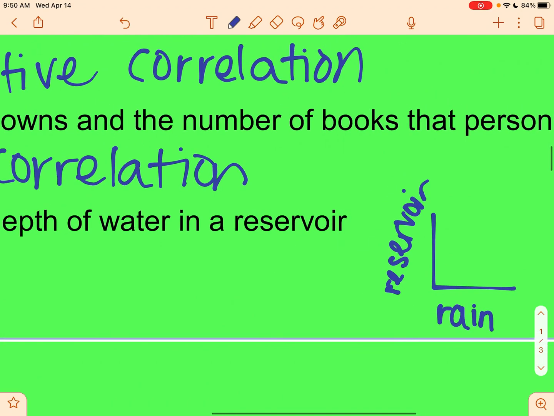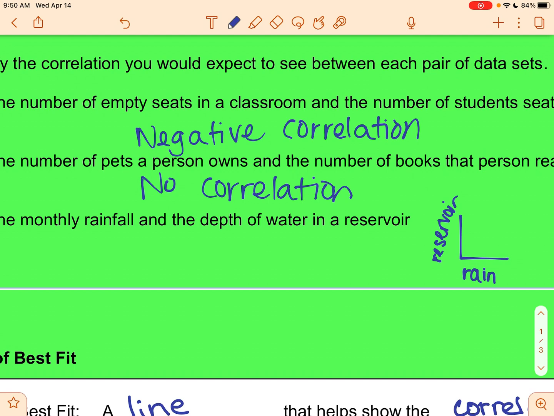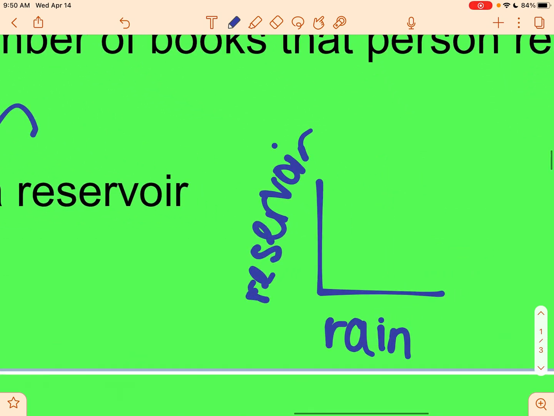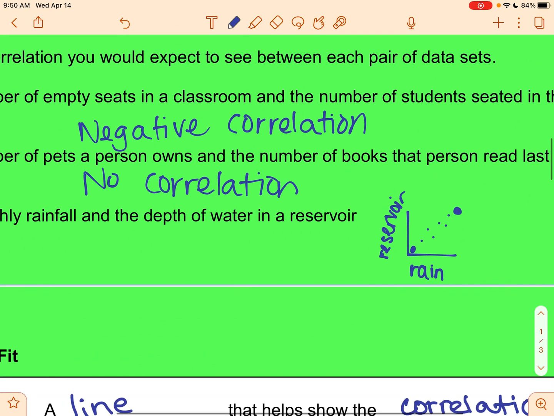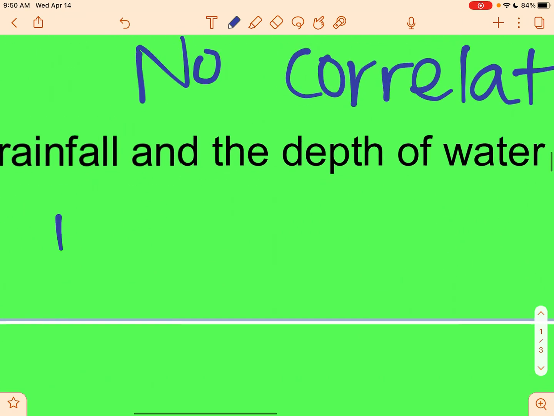Alright, so let's start with, if we get 0 rain, are we going to have much water in our reservoir? No, we're not, so it would be somewhere down here. What about if we get a ton of rain? Are we going to have a lot of water in our reservoir? Yeah, it's going to be pretty full. So our data is going to look something like this. Is this positive, negative, or no correlation? Right, this is positive correlation, so that is your answer.